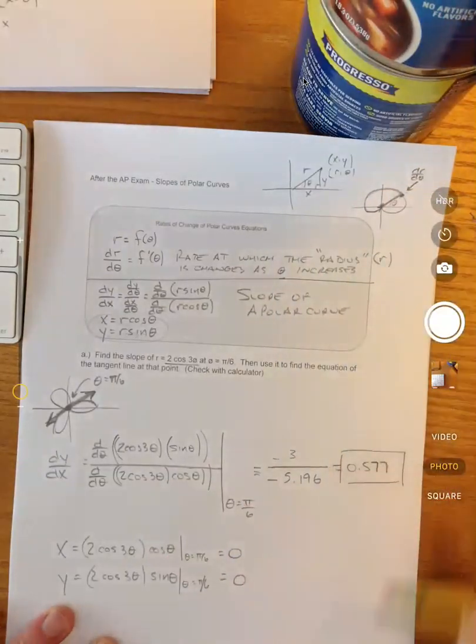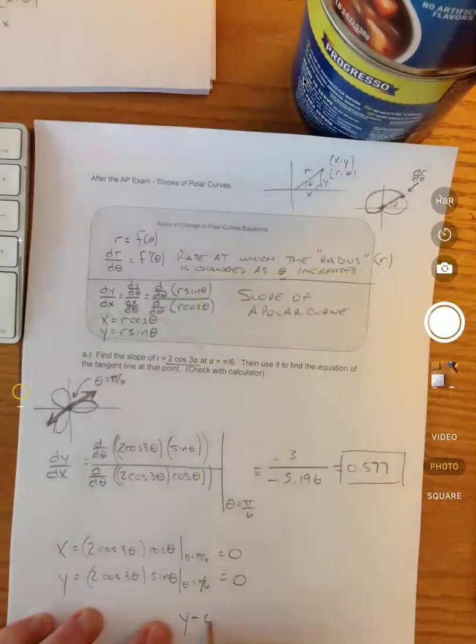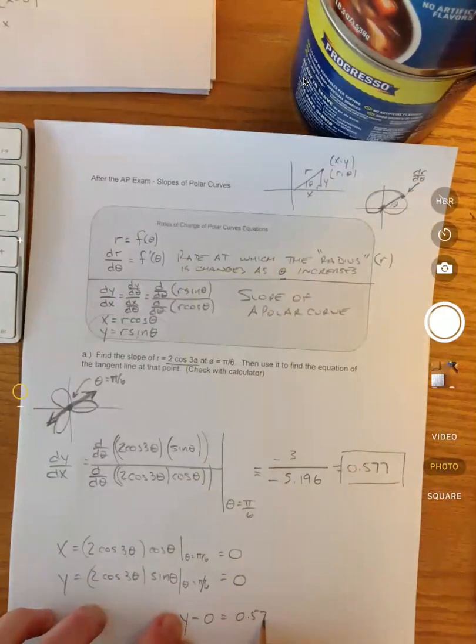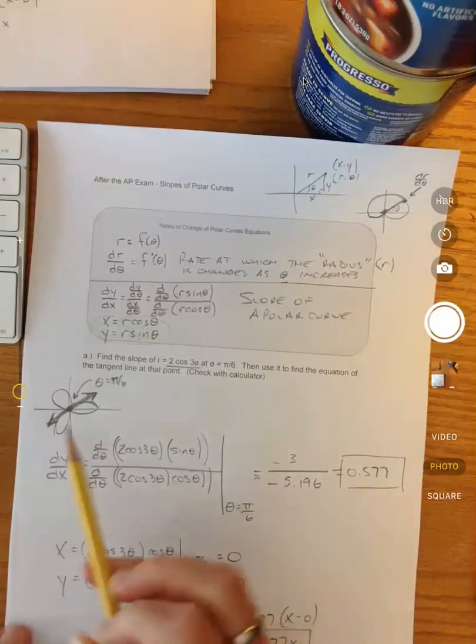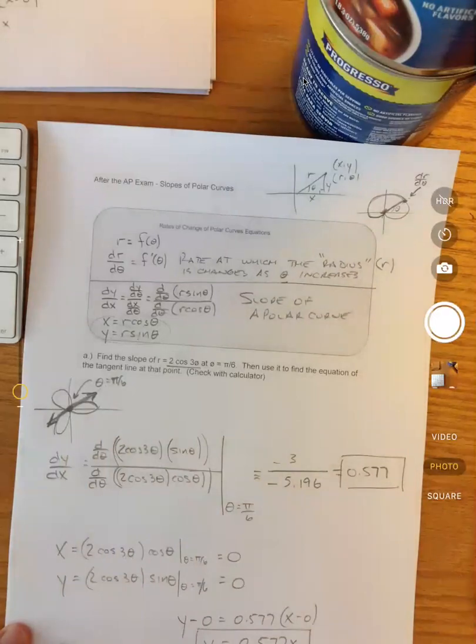So now putting them all together, y minus 0 equals 0.577 times x minus 0. So I get the equation y = 0.577x. There is the equation of that tangent line.